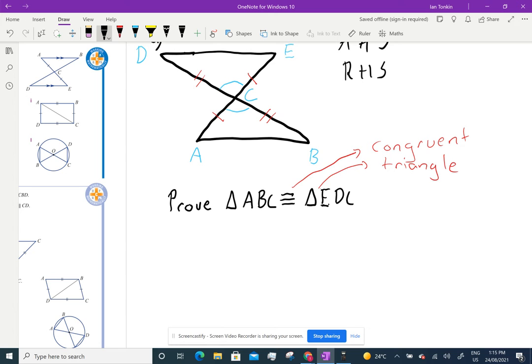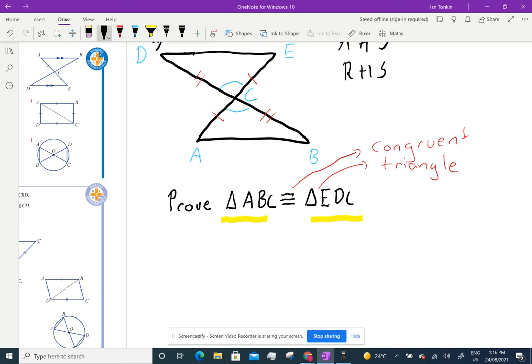Now try and write everything about one triangle on the left-hand side and one triangle on the right-hand side. And because I've already put ABC on this side and EDC on this side, I'm going to put all my information about ABC over here and all my information about EDC over here. It just keeps everything logical and ordered. So let's look at triangle ABC. Well, what do we know?